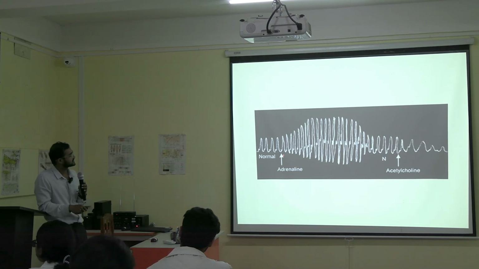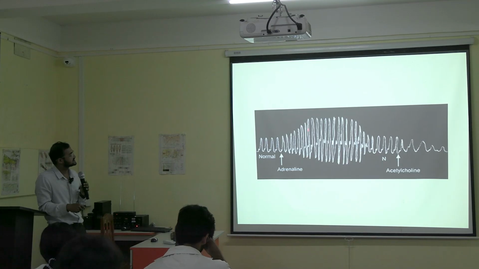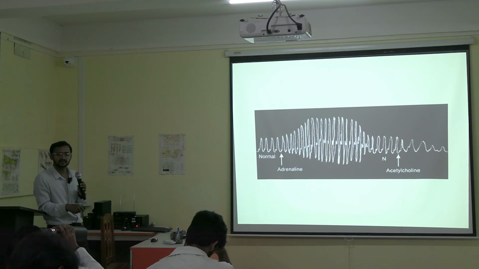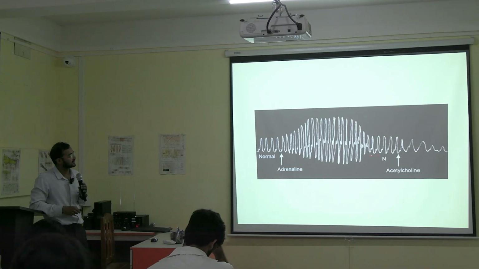What is the effect you are seeing here? When we are giving adrenaline on the frog's heart, what is this? This is the force of contraction. The force of contraction is increasing along with the rate. You can see this increasing to a certain level, and then as the dose of the drug wears off, the effect is diminishing, getting reduced. Then it is again coming back to its normal graph.